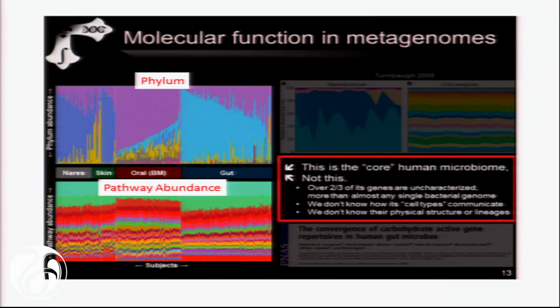I should also mention that the molecular function of the genes in the bacteria are not the phylum. This is not the microbiome. The core human microbiome is this. It's the pathways that they make. And so over 2/3 of the genes are actually uncharacterized, more than any other single bacterial genome. We don't know the cell types and how they communicate.